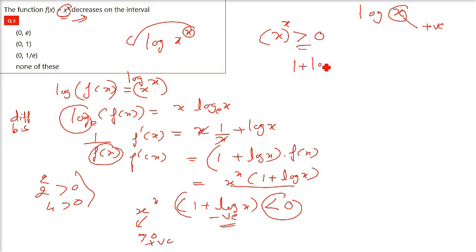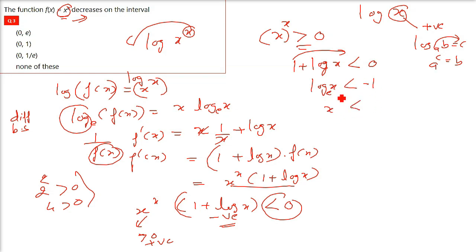That is 1 plus log x should be negative. It should be less than 0. Let us take 1 on the right hand side. Log x should be less than negative 1. The base is e. When we say log base a of b is equal to c, it's simply a raised to power c is b. So e raised to negative 1, x will remain here and this will go on the right. x should be less than e raised minus 1.